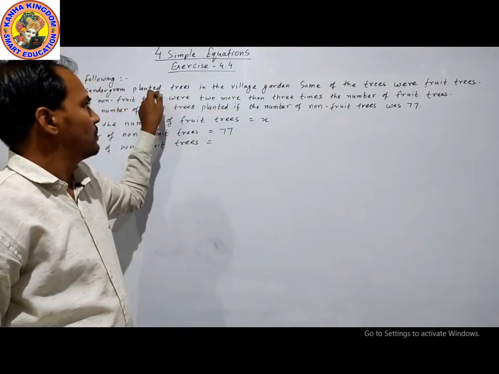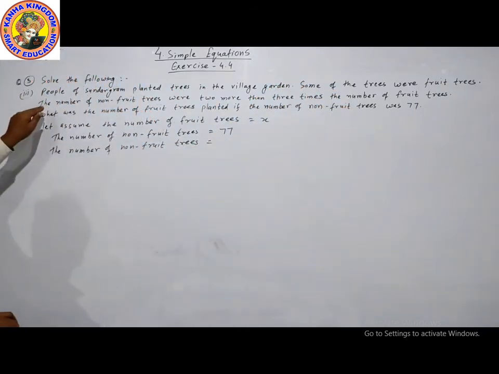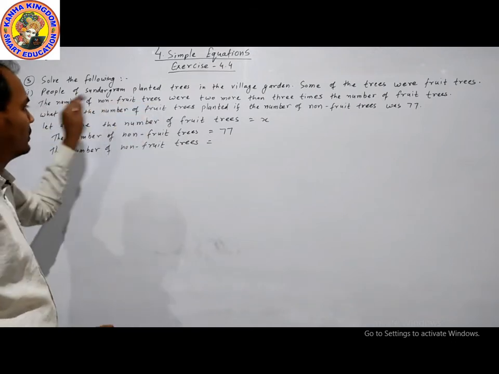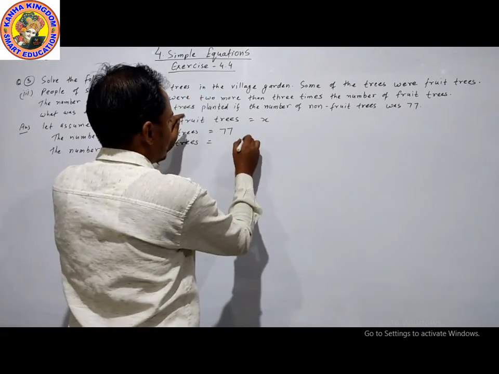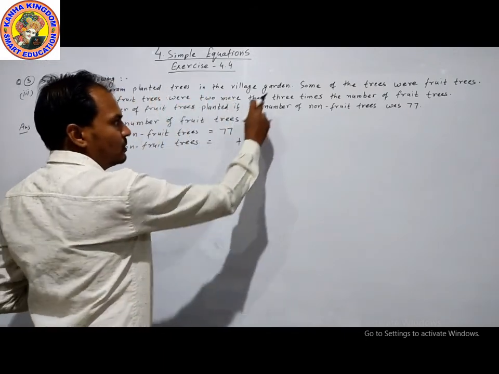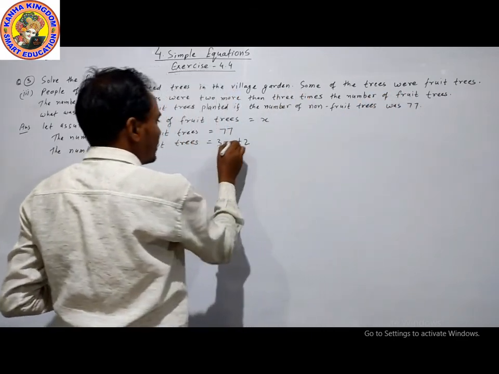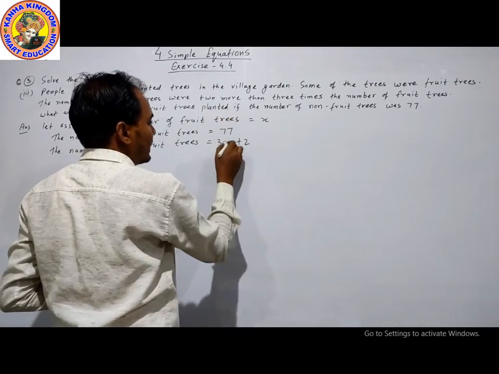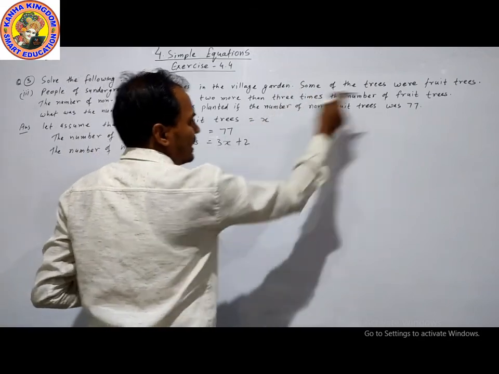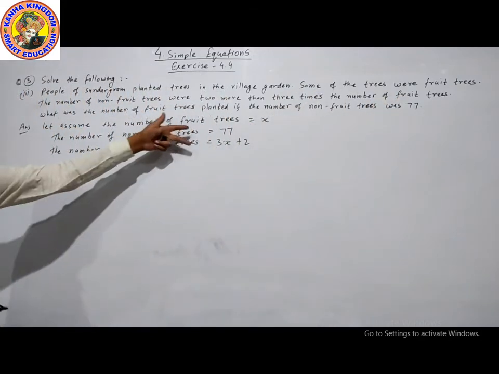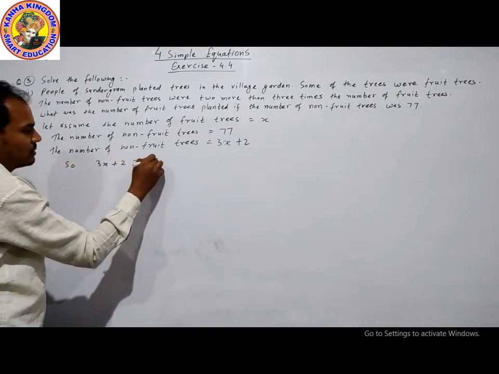People of Sundargram planted trees in the village. Some of the trees were fruit trees. The number of non-fruit trees was 2 more, plus 2. 2 more means plus 2. 3 times means 3 multiplied by the fruit trees, which are X, so 3 times X is 3x. 3x plus 2. These both are the same, so 3x plus 2 is equal to 77.